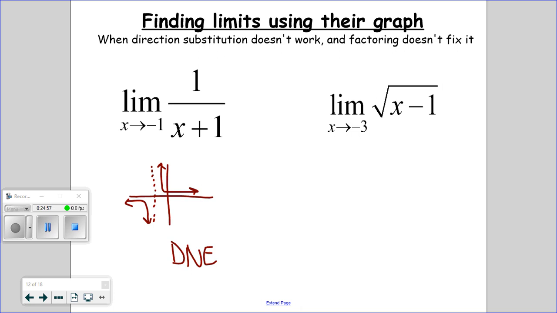Same thing would happen here. Again, I would think about the domain. -3 is not in the domain of this graph. The domain of this graph would be x has to be greater than or equal to 1. If I were to look at the picture of this, this is moved to the right 1. It looks something like this. -3 is over here. Well, it's not approaching -3, so it doesn't have a limit at -3. It's not in its domain. So again, does not exist.